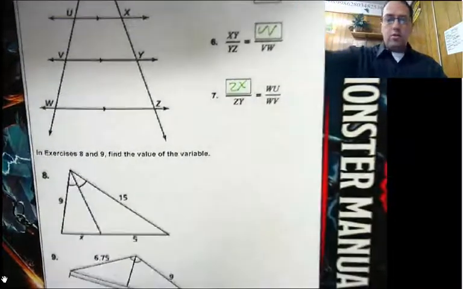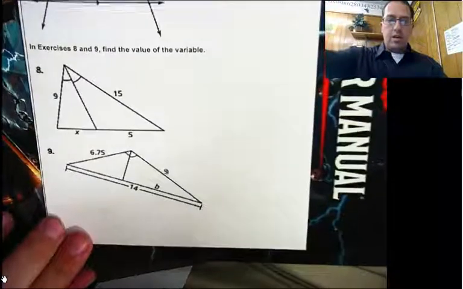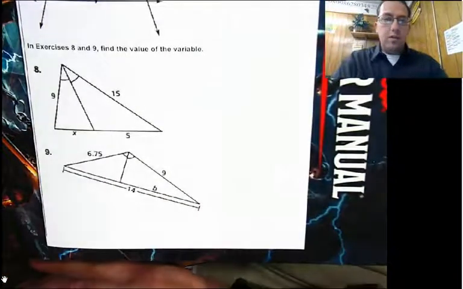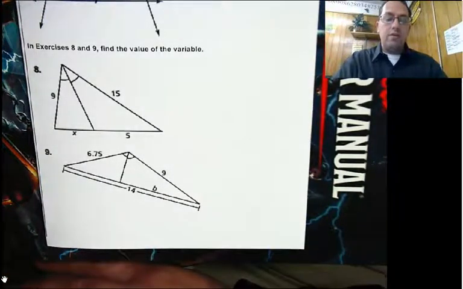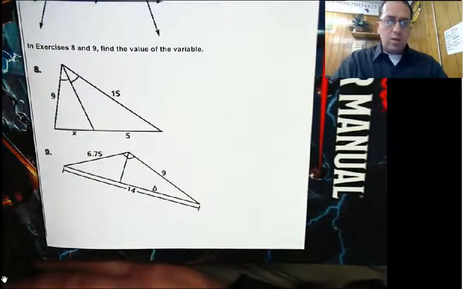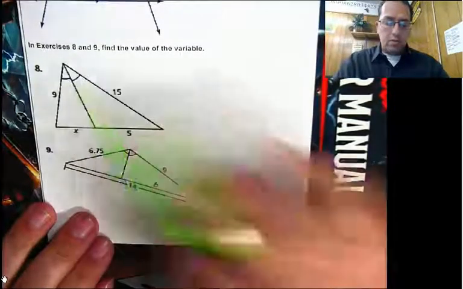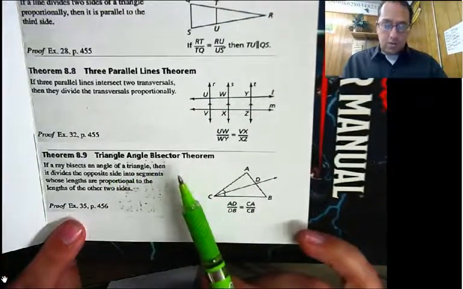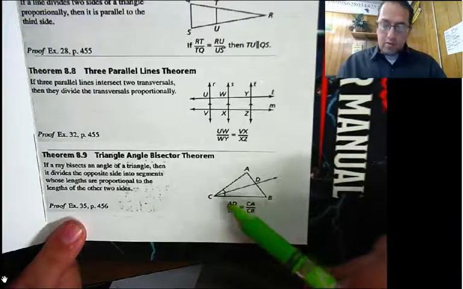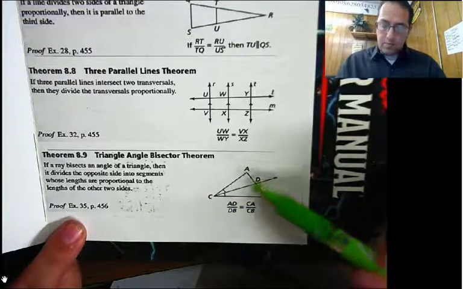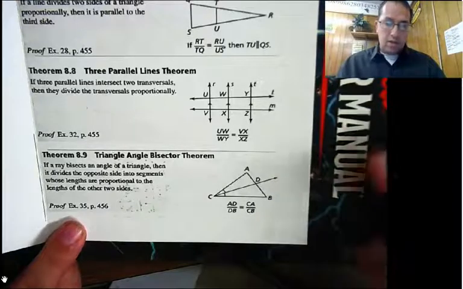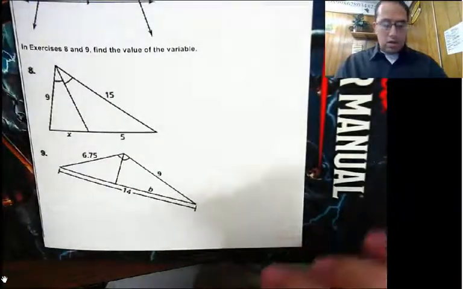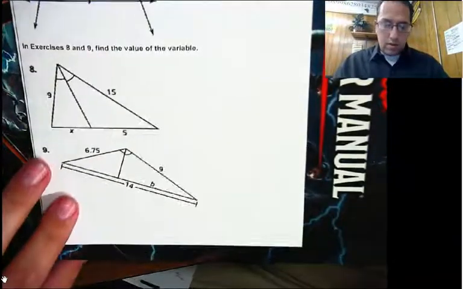All right, last two. We have 8 and 9, and we just need to find the value of the variable. Okay, so looking at this, we have an angle bisector here, and we have stuff going on there. So this is going to be the triangle angle bisector theorem. It says that if you have an angle bisector, then this half is going to be proportional to that half. All right, so let's see what we get here.